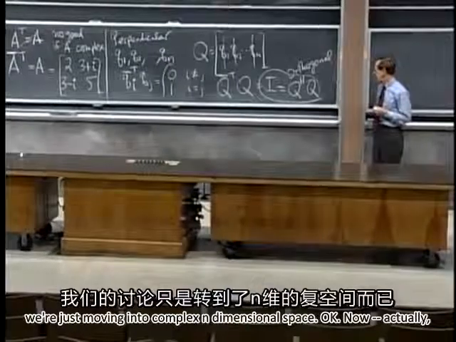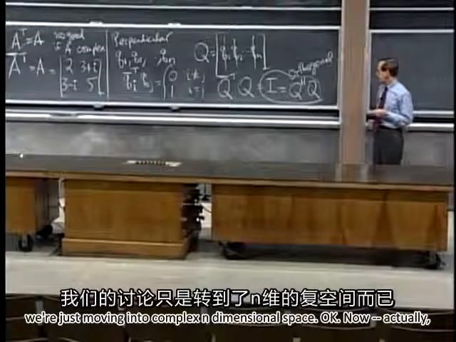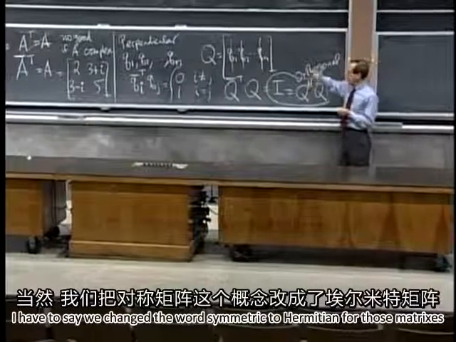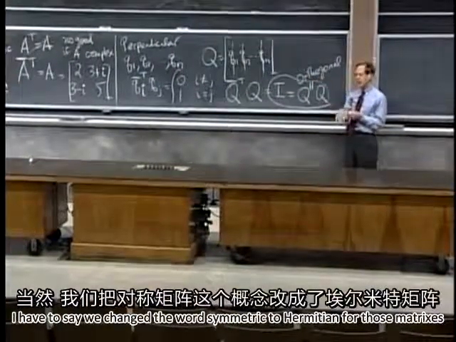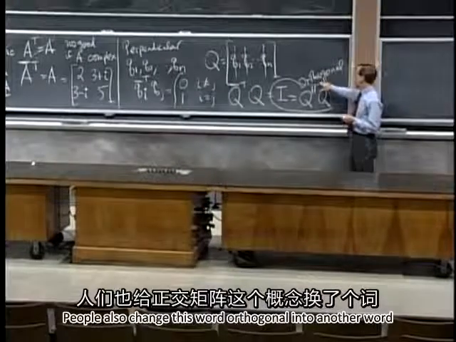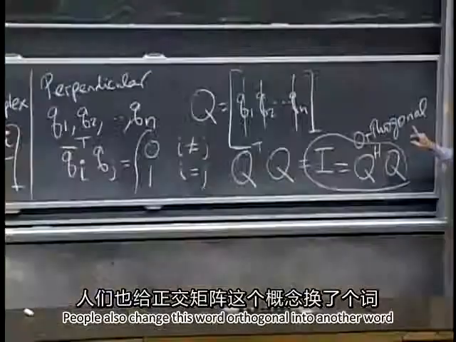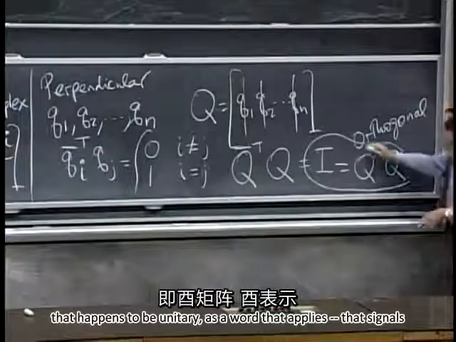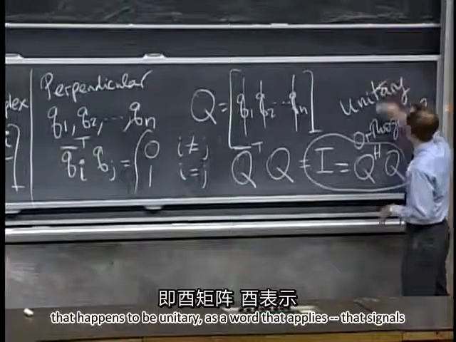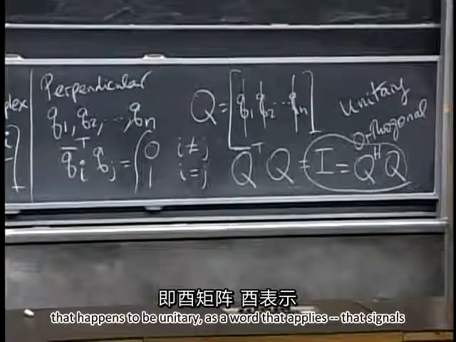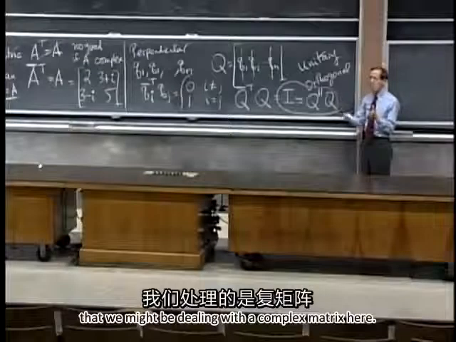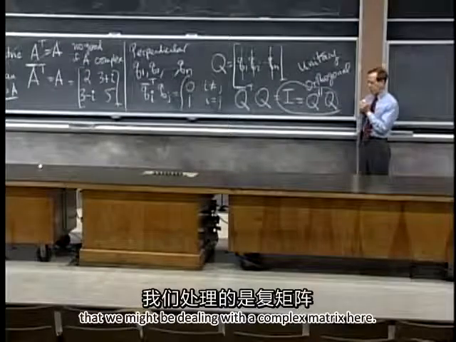We're just moving into complex n-dimensional space. Okay. Now, actually, I have to say, we changed the word symmetric to Hermitian for those matrices. People also changed this word orthogonal into another word that happens to be unitary, as a word that signals that we might be dealing with a complex matrix here.